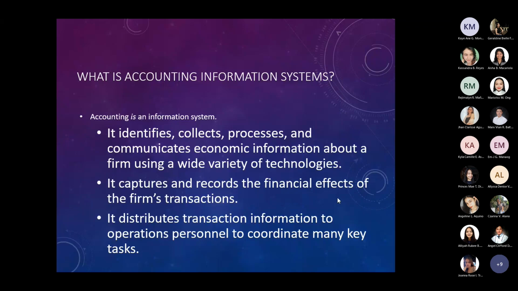For example, from the sales order, it gives information to operation, to sales, to marketing, to accounting of what to record, what to produce, and what to distribute. Okay? So that is how single information is being processed and being used in an accounting information system. Okay?